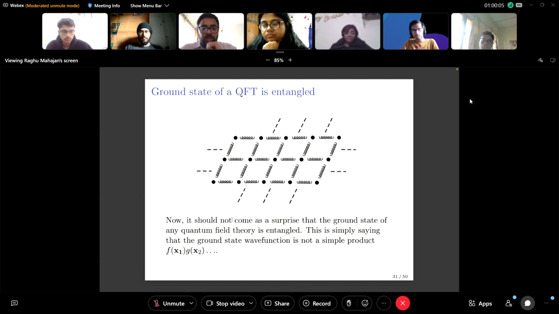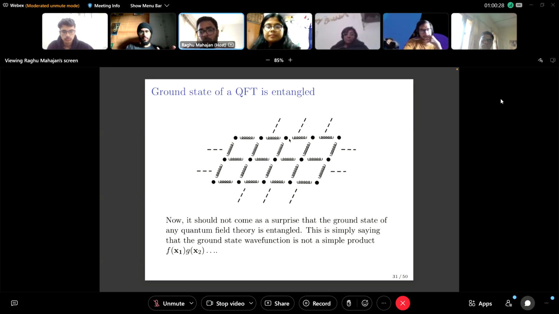Now, it should not come as a surprise that the ground state of such a system is entangled. I mean, already when we had just two electrons talking to each other, the ground state was entangled. And in this system, there is also going to be a lot of entanglement. That is, if you look at, for example, the state of this particular object here, is it independent of the state of its neighbors?